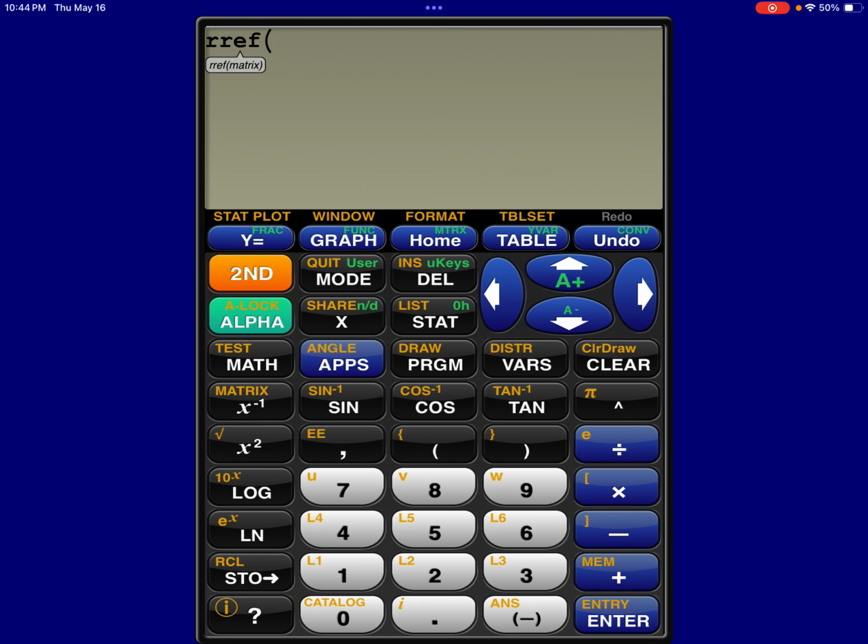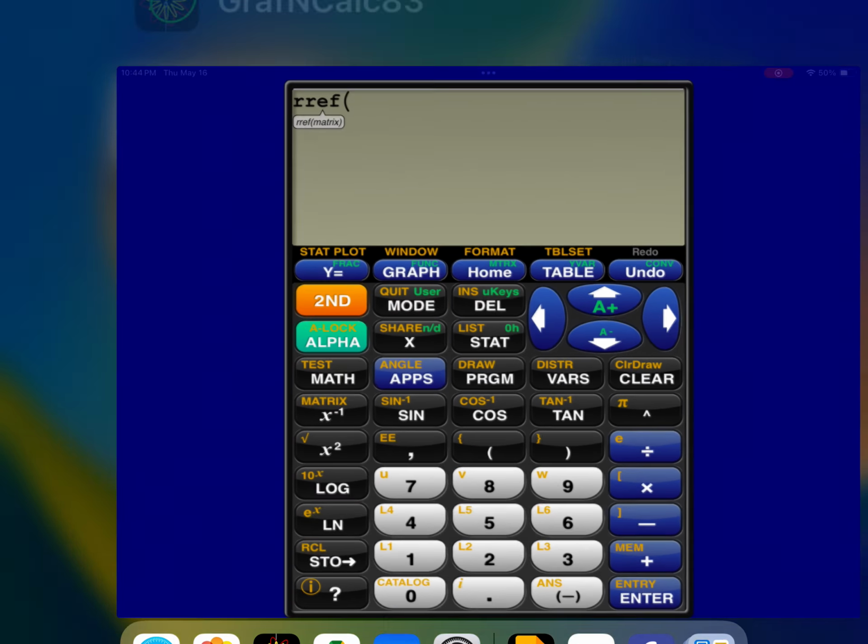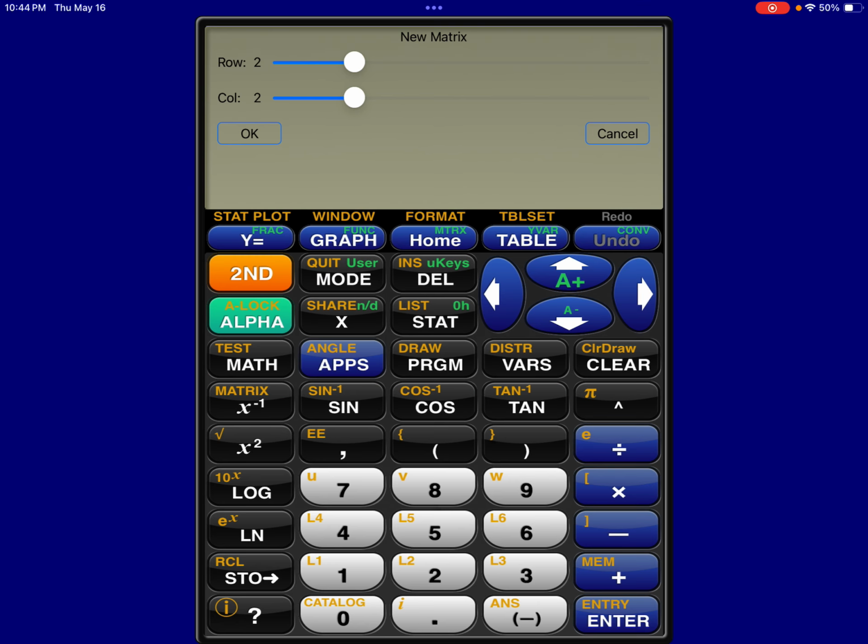Now, once you have RREF, you're going to go ahead and input a table. So the TI-84 is going to be alpha zoom. And you want to highlight the 3 and the 4 and press OK. So for this calculator, it's a little bit different, but I could do my 3 by 4, press OK, and this is exactly what you should see.